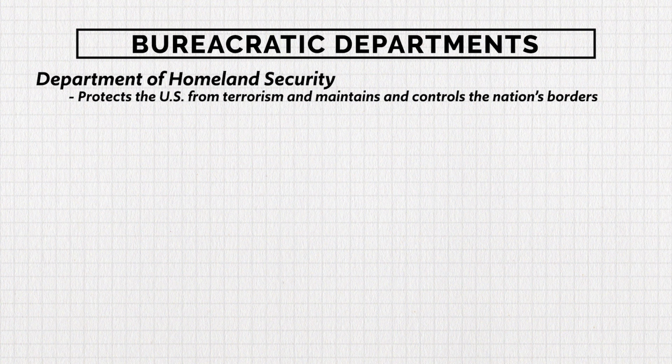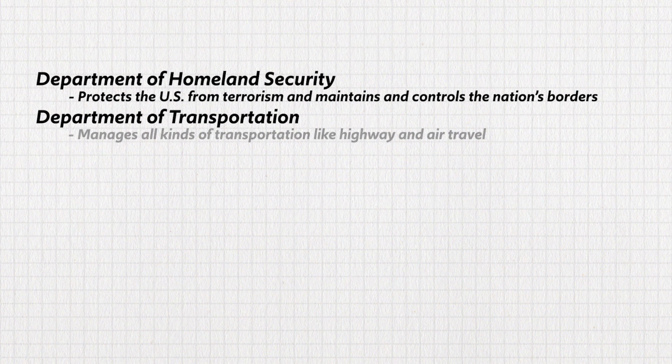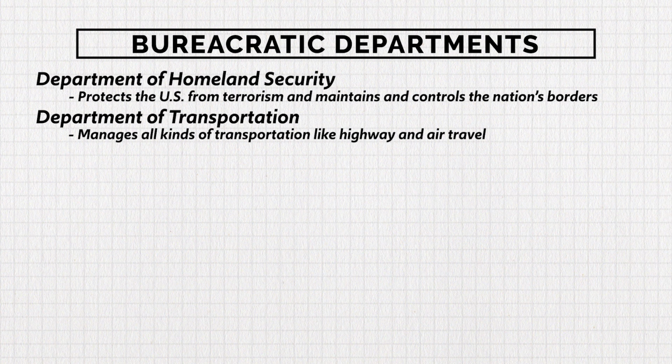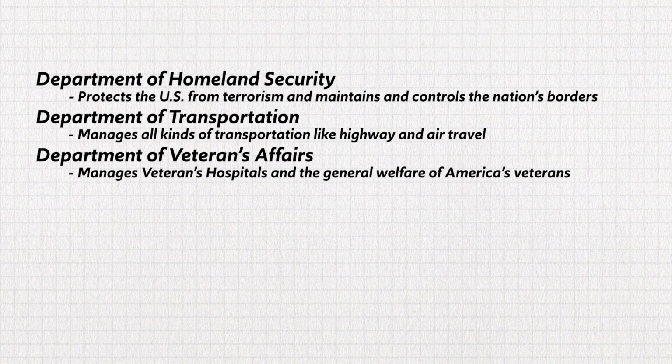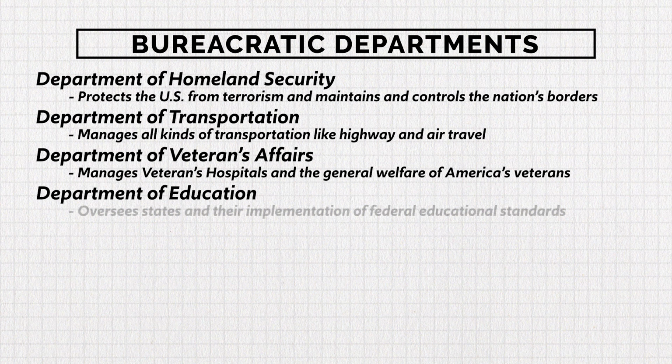from terrorism and maintains and controls the nation's borders. Second is the Department of Transportation, which manages all kinds of transportation like highway and air travel. Third is the Department of Veterans Affairs, which manages veterans hospitals and the general welfare of America's veterans. Fourth is the Department of Education, which oversees states in their implementation of federal educational standards.